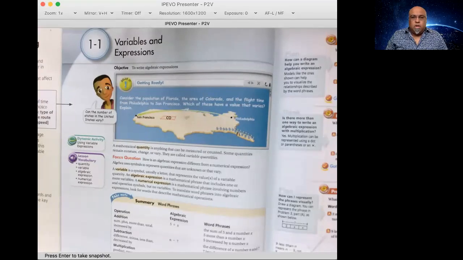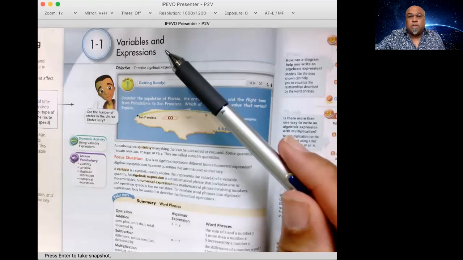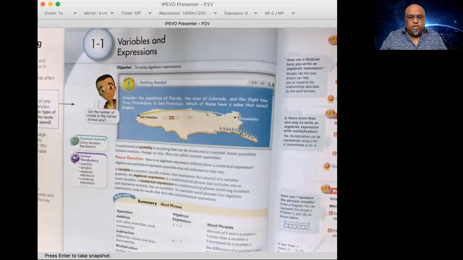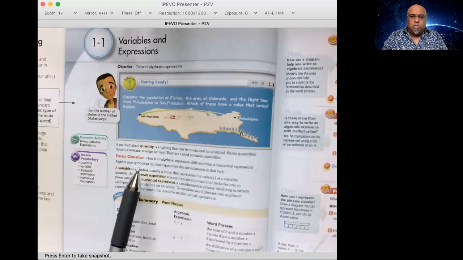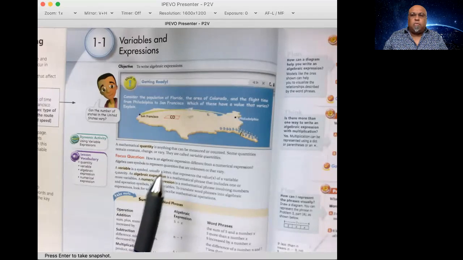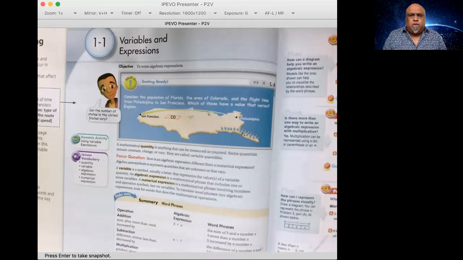All right, lesson 1-1, variables and expressions. Okay, the objective is to write an algebraic expression. First, I just want to quickly go over the vocabulary. The word quantity is anything that can be measured or counted. Some quantities remain constant, change, or vary, and they are called variable quantities. What I mean by variable quantity is a quantity or just an amount of something, okay? For example, the amount of pairs of shoes that you have in your closet, okay? That could be a quantity, but that quantity could change.